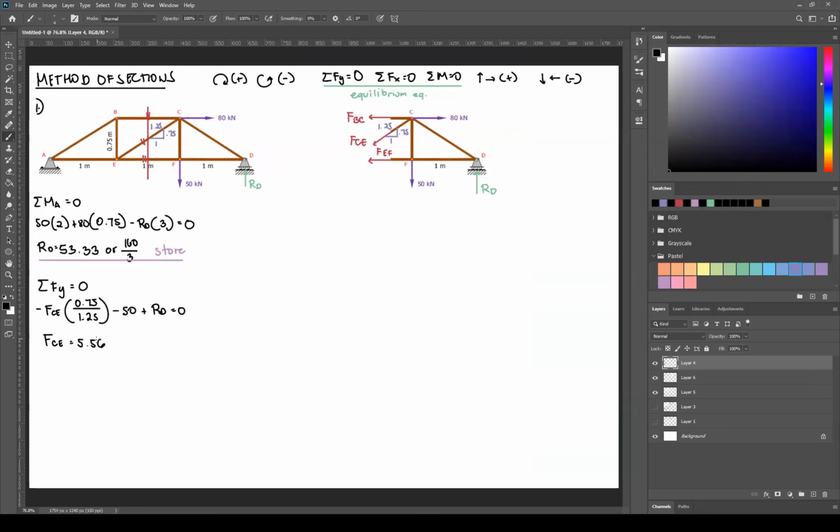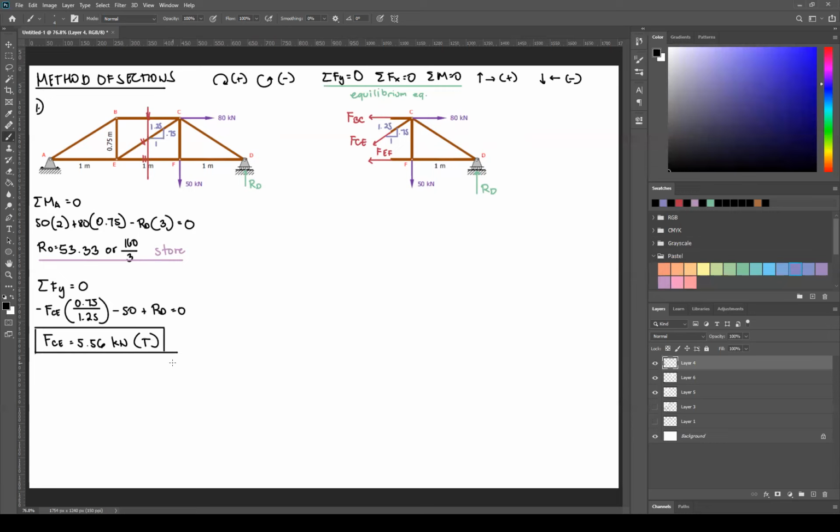Now it's positive, therefore correct assumption. It's away from the member, so that's tension. So 5.56, don't forget the unit, kilonewton, and then direction, tension. Okay, so that's FCE. Now, we've established that forces X will create 3 unknowns, which is now just 2 unknowns since we already know CE. So we won't use that next.